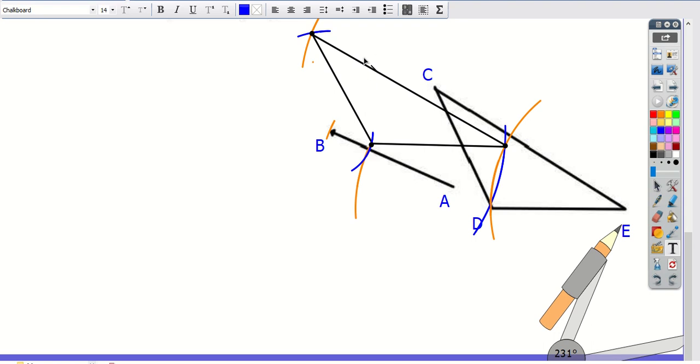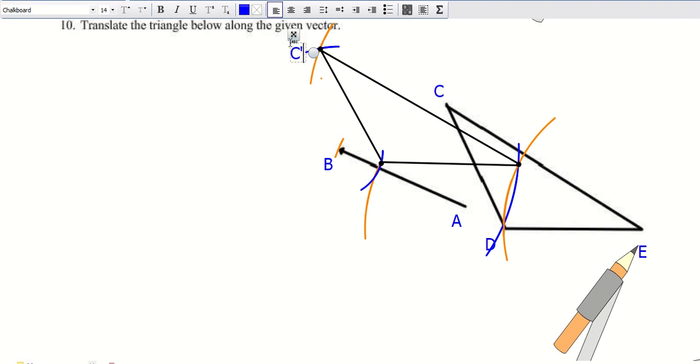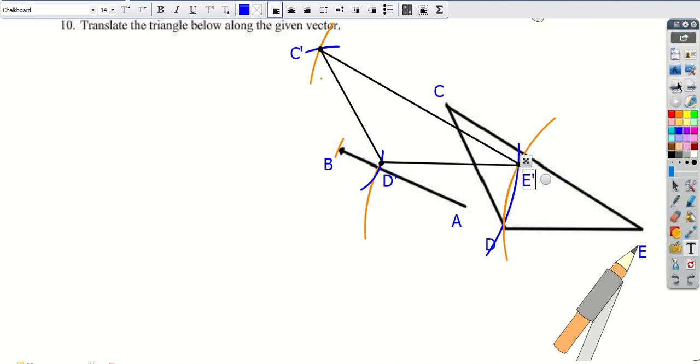All right, if we need to, we can label them, right? So C prime, A prime, okay, and then D prime, or sorry, this is D. All right, and that's our new triangle.